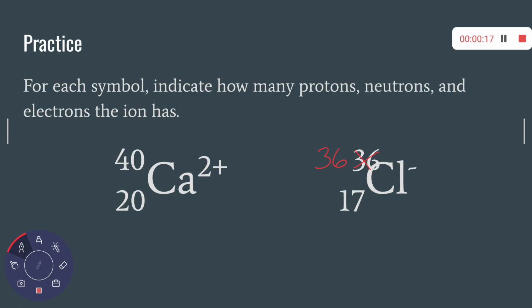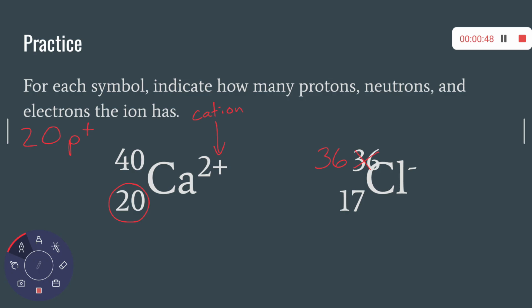But let's talk about our calcium 2+ ion. First of all, we know this is a cation because it is positively charged. But when we're figuring out how many protons, neutrons, and electrons an ion or an atom has, it's always best to start at our protons, because remember, our atomic number is also however many protons we have. So we have 20 protons here in this calcium 2+ ion.